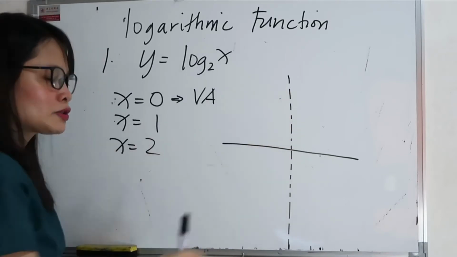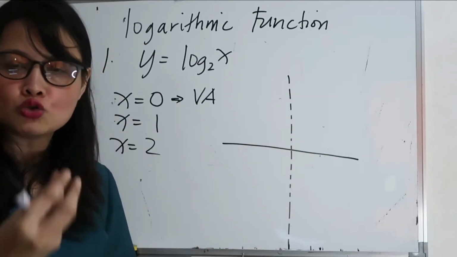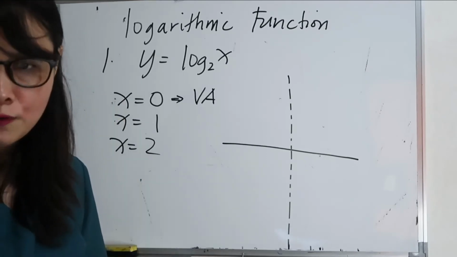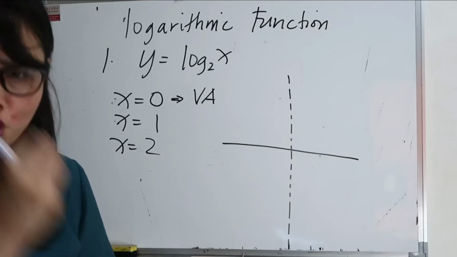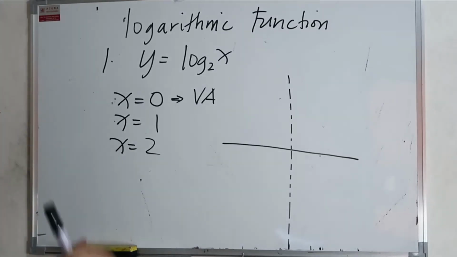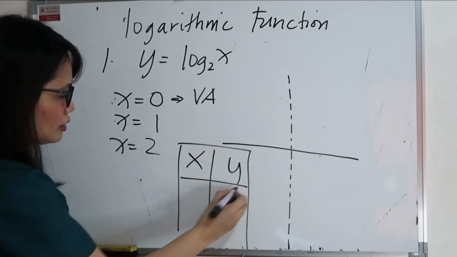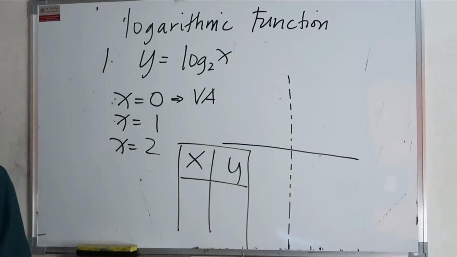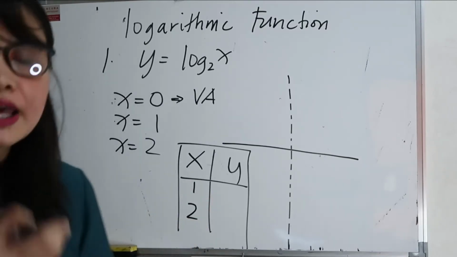So the difference between an exponential function and a logarithmic function: in an exponential function, we have a horizontal asymptote. For a logarithmic function, we have a vertical asymptote. Okay? Vertical asymptote. Okay, let's proceed now. Since we already have values of x, we'll be using the last 2 values of x, which are 1 and 2.